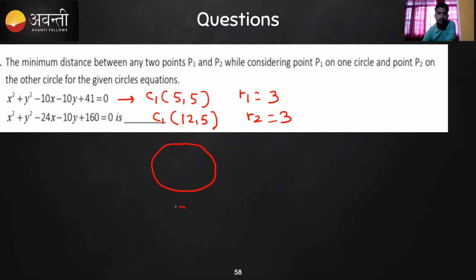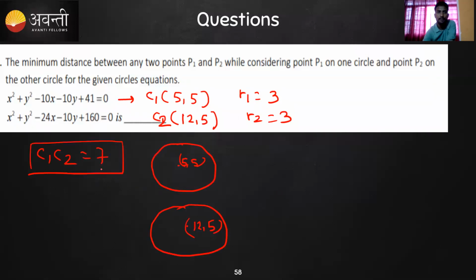It is basically, suppose this is 5, 5 and this is 12, 5. So if you will find this is C2, right? So if we will find C1, C2, what you will get? You will get 7, right? And from here, we have to find the minimum distance now. So what will it be like? It will be like a straight line, right? A straight line, so that it should be 90 degrees and this should also be 90 degrees.